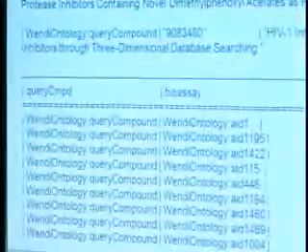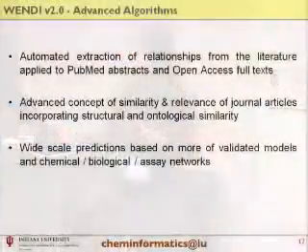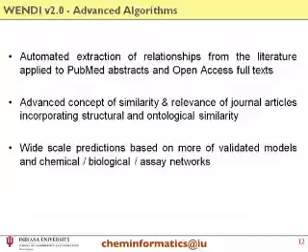Then we employ rule-based inference algorithms to retrieve the new relationships based on the RDF network. I have listed some of the outputs here. We can see the query compound is associated with a list of PIDs and a list of article titles. Then we can find the query compound is associated with a list of bioassays. And also for Windy version 2, we would like to find some more inferred relationships based on the RDF network.